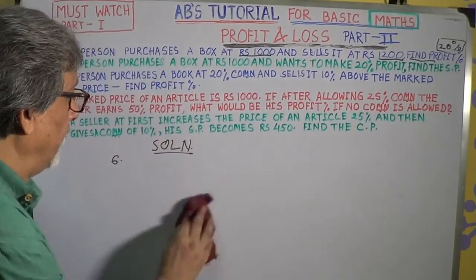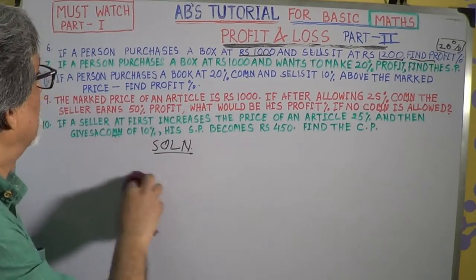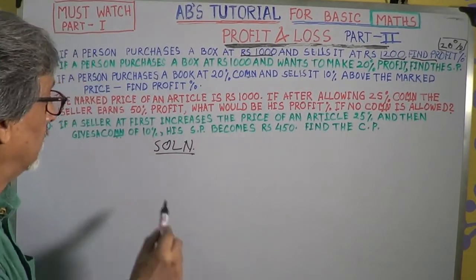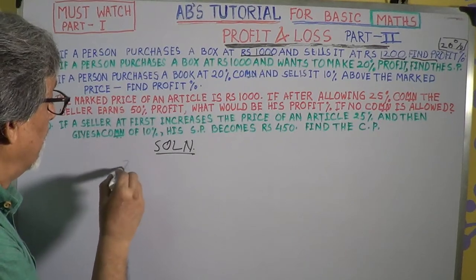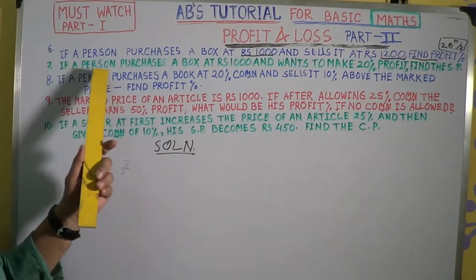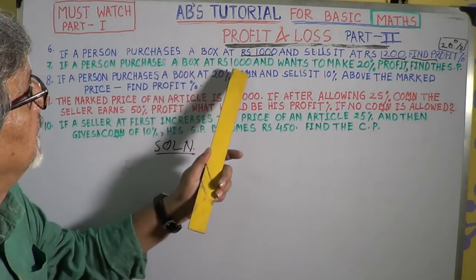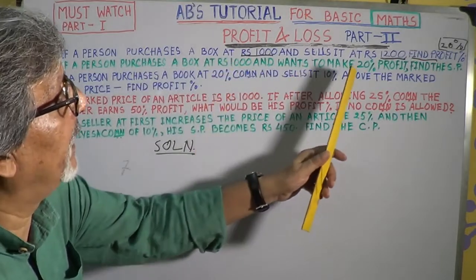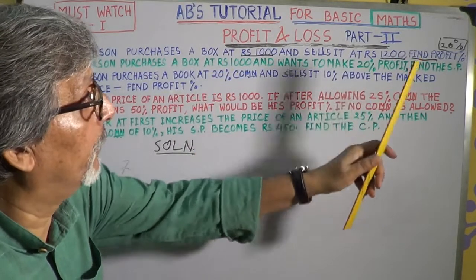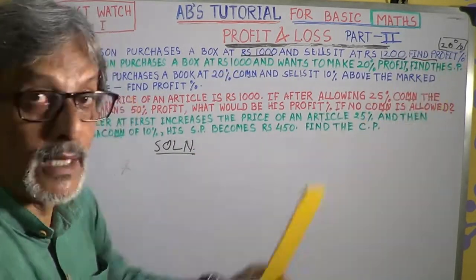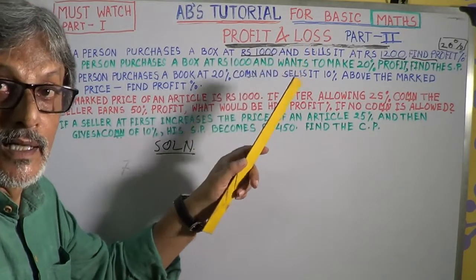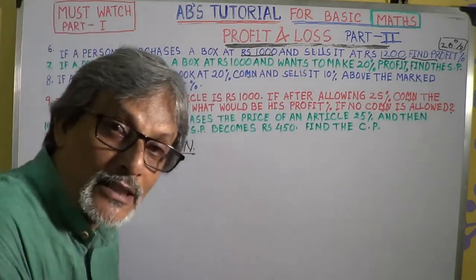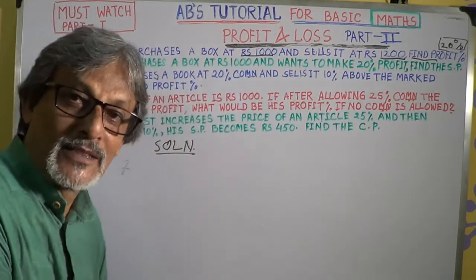In the solution of problem number 7, it is written: if a person purchases a box at rupees 1000 and wants to make 20% profit, find the selling price. This means number 6 and number 7 are just opposite.